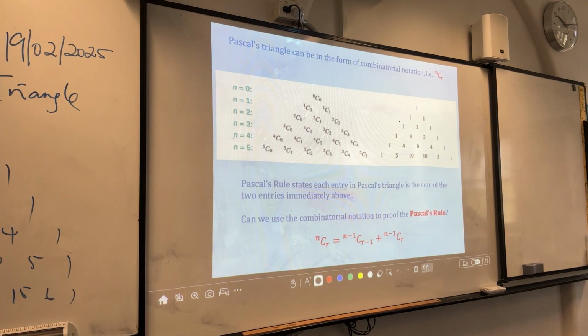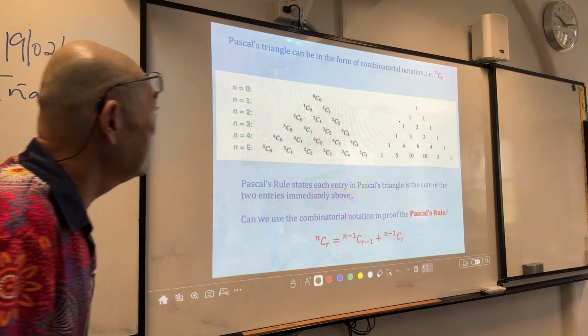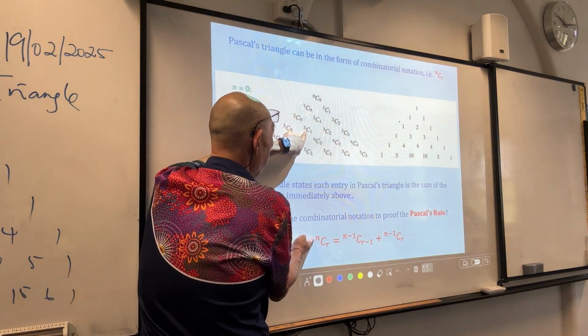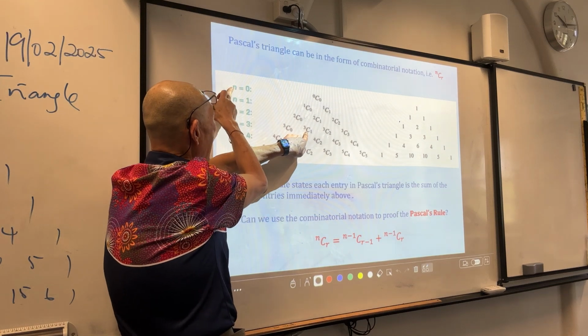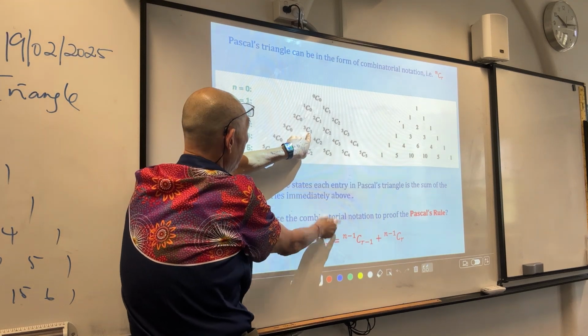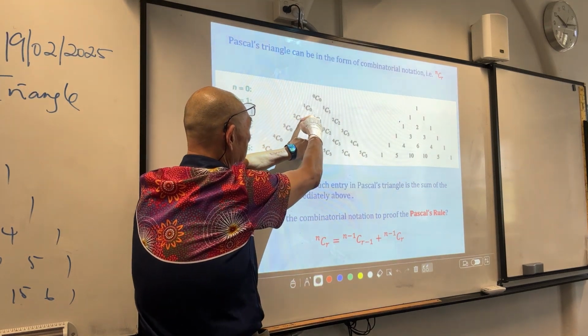So Pascal's rule states that each entry in Pascal's Triangle is the sum of the two entries immediately above, like what I said. Immediately above this number, the two of them add together. This number, the two of them add together. Except the 1s, let's not worry about the 1s. Now, knowing your combinatorial notation, nCr, can you prove Pascal's rule? This one is the sum of n minus 1. So the row number n equals 0, n equals 1, n equals 2, and the one above would be the row number minus 1, r minus 1, which is this.